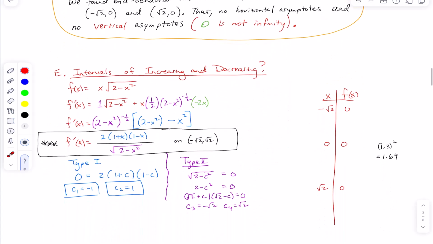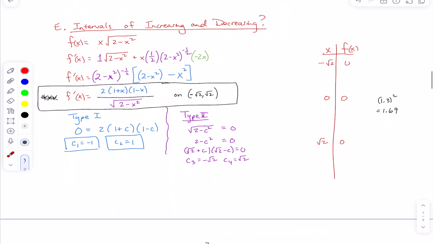Are there intervals of increasing and decreasing? In other words, can you implement the first derivative test? The first derivative here of this function requires a product rule, and inside that product rule, you will execute a chain rule. So you do need mastery of all your derivatives and your derivative techniques and your derivative rules.